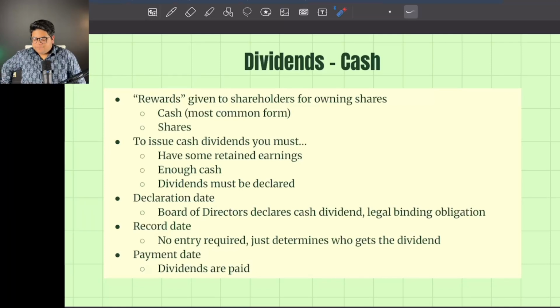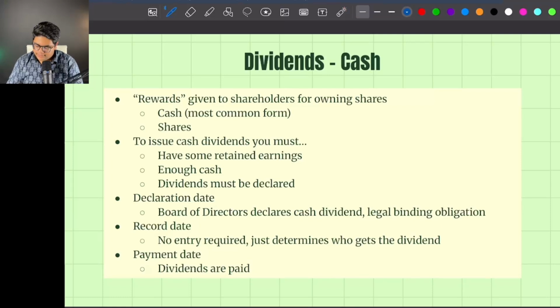And also, dividends must be declared. So you can't just give it. First, you have to declare a dividend, then you have to pay off the dividend. There are going to be 2 entries. So there are 3 dates when it comes to dividends. There's a declaration date, which means the board of directors declares a cash dividend. This is a legally binding obligation. Next up is the record date. There's no entry required. It just determines who gets the dividend. And then the payment date is when the dividends are actually paid out.